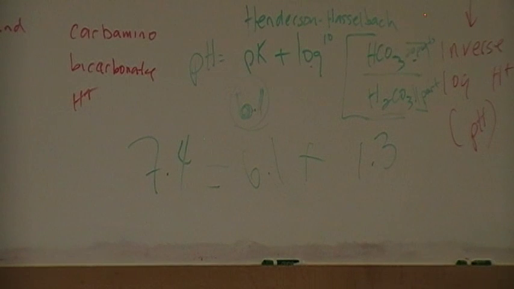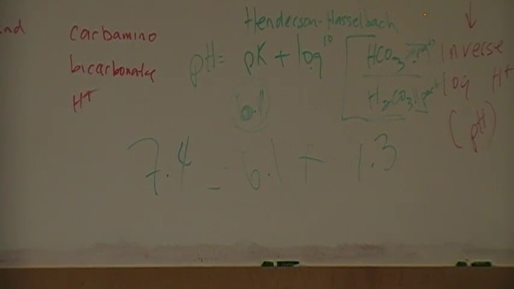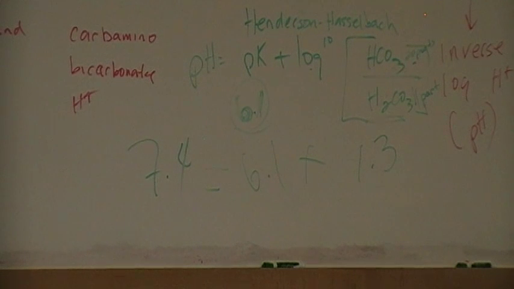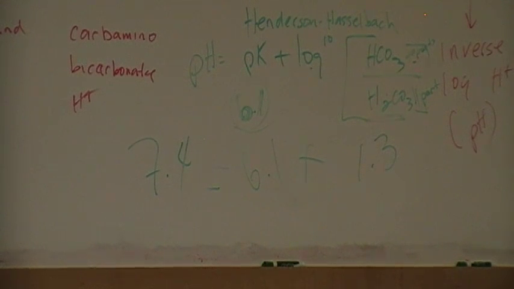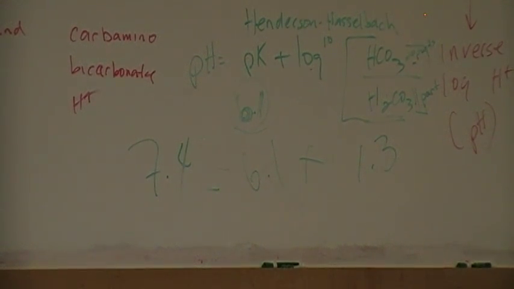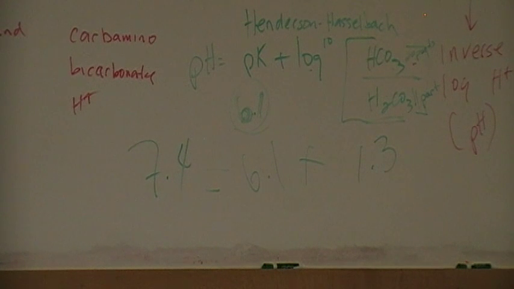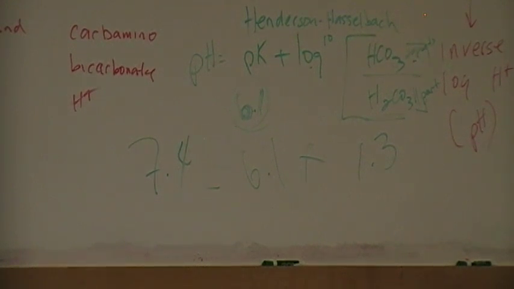What's normal pH? 7.35 to 7.45. 7.40 is right in the middle. So as long as the relationship of bicarbonate to carbonic acid is 20 parts to 1, the log of 20 is 1.3 plus the pK of 6.1 is 7.4. That 7.4 is where we get normal pH. Okay. We better take a break there.